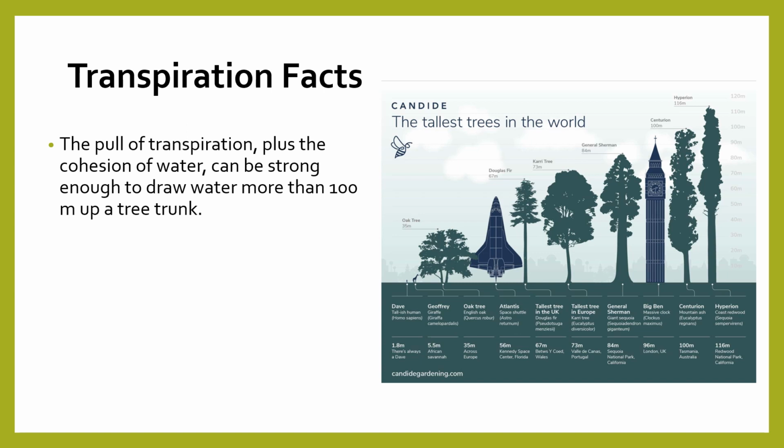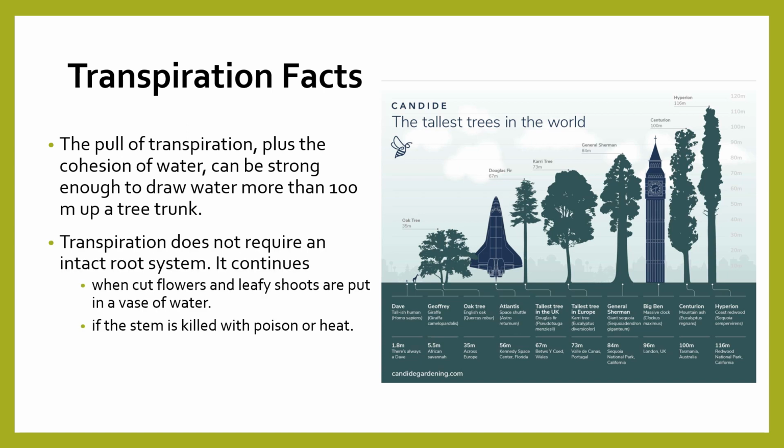And so this is just a comparison of how tall Hyperion really is. Over here on this far left side, that's a human. That's the size of an average human, so that was 1.8 meters, and a Hyperion is over here at 116 meters, so it's massive, and this is what transpiration is able to do.